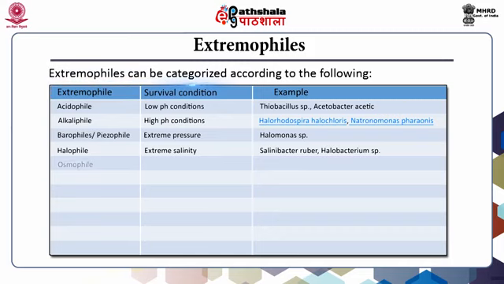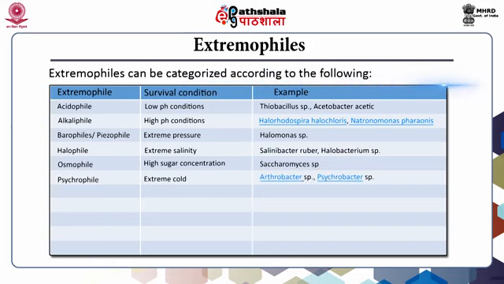Now let us see what are osmophiles. These are the microbes capable of growth in environments with a high sugar concentration, and Saccharomyces species are a wonderful example for osmophiles. Psychrophiles are another group of extremophiles growing under extreme cold conditions. For example, Arthrobacter and Psychrobacter are included in this group.